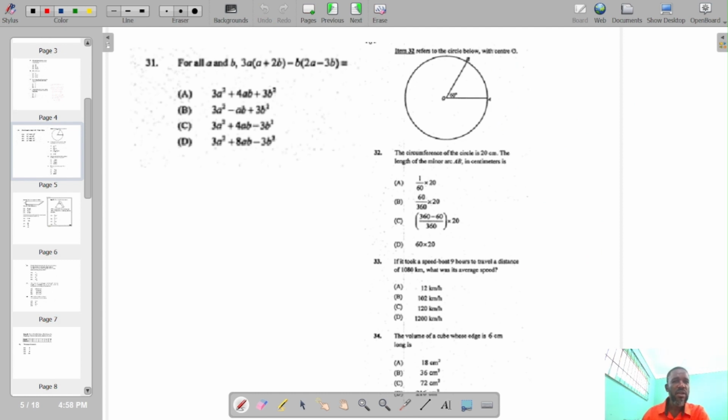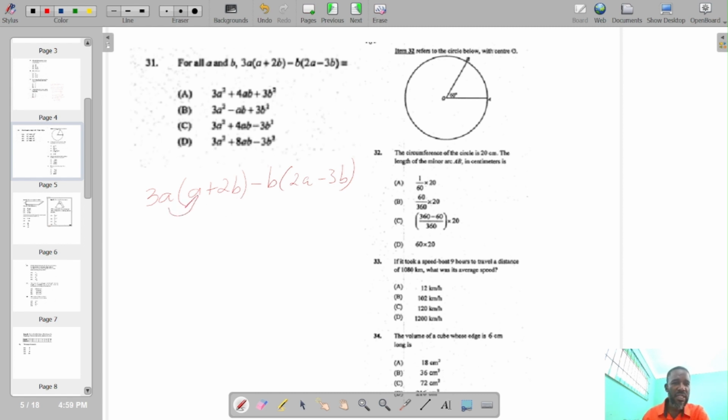Question 31 reads, for all a and b, 3a plus 2b minus b, open bracket 2a minus 3b, is equal to. So that means we are going to apply the distributive law here. So we're going to have 3a, which becomes a plus 2b, minus b to a minus 3b. So I'm just rewriting what we had originally, right?